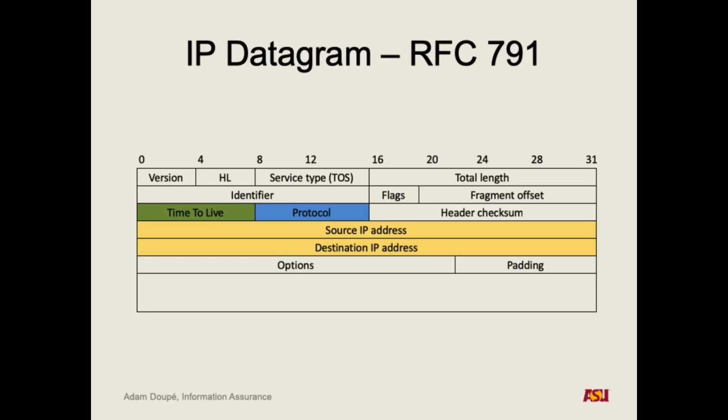So there are options that get set, padding so that you're always on a 32-bit boundary, and finally the data that gets sent. You can think of all this additional information as what's on the envelope, to make sure this data goes from the source IP address to the destination IP address. And you can get these diagrams, like I said, for every single protocol. It's very cool to look at them and see exactly how these bits work.